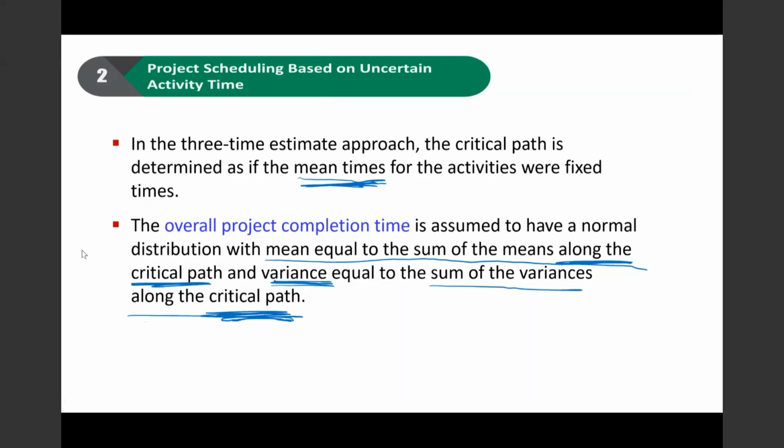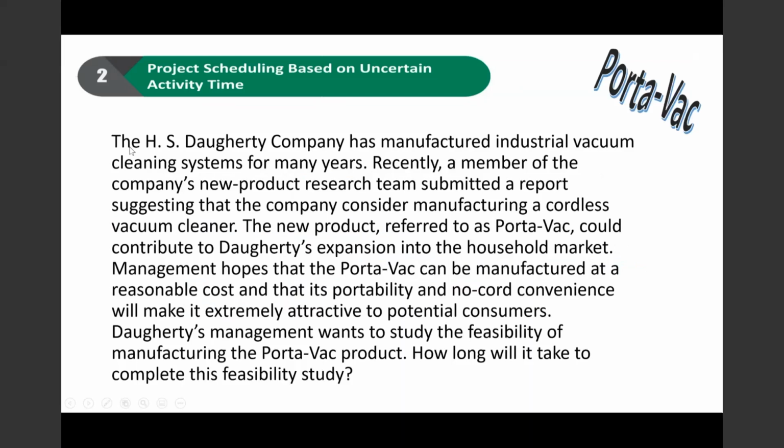Okay, let's very quickly look at an example. The HS Dougherty Company has manufactured industrial vacuum cleaning systems for many years. Recently, a member of the company's new product research team submitted a report suggesting that the company consider manufacturing a cordless vacuum cleaner. The new product, referred to as PortaVac, could contribute to Dougherty's expansion into the household market. Management hopes that the PortaVac can be manufactured at a reasonable cost and that its portability and no-cord convenience will make it extremely attractive to potential consumers.